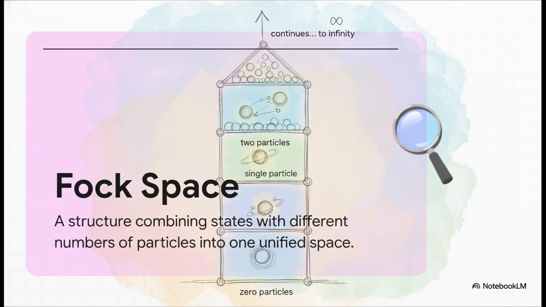The ground floor, that represents the vacuum, 0 particles, nothing. The first floor describes all the possible states for exactly 1 particle. The second floor handles all the states for exactly 2 particles, and this structure just keeps on going, floor by floor, all the way up to infinity.